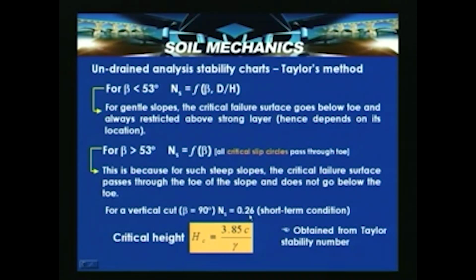For the short term condition, if you calculate, the critical height is obtained as Hc is equal to 3.85 c by gamma. If you remember, we derived a similar expression for undrained conditions while discussing earth pressures, where we found that the critical height of a vertical cut is about 4 Cu by gamma. So, here we actually obtained the same expression from the Taylor stability number.